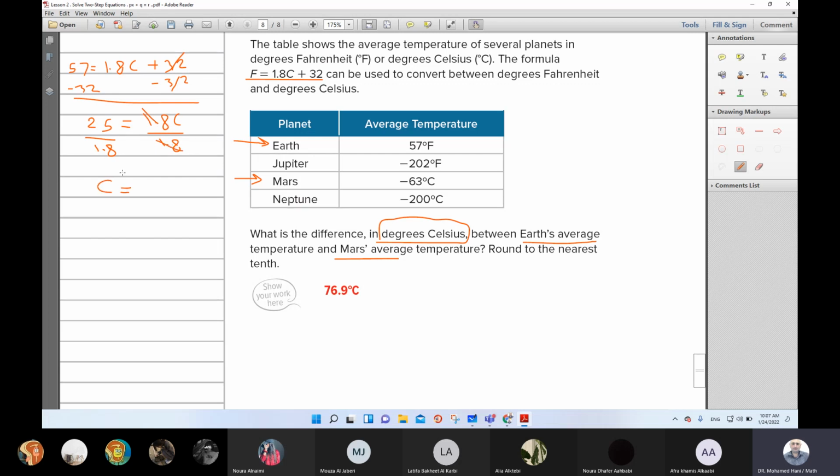Then here we can use long division. And as you remember, if the divisor has a decimal, we cannot do this long division. So try to remove the point from the denominator. You can multiply up and down by 10 to remove the point. You will get 250 on top and 18 on the bottom. Then you can use long division.